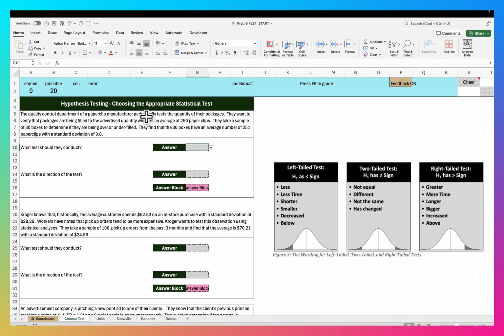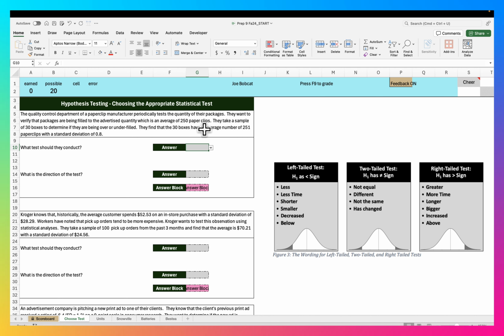So let's look at the first one. The quality control department of a paperclip manufacturer periodically tests the quantity of their packages. They want to verify that the packages are being filled to the advertised quantity, which is an average of 250 paperclips. So that's the population. What you advertise is your population. They take a sample of 30 boxes to determine if they are being over or underfilled. They find that the 30 boxes have an average number of 251 paperclips with a standard deviation of 0.8. So these last two sentences are all about the sample.